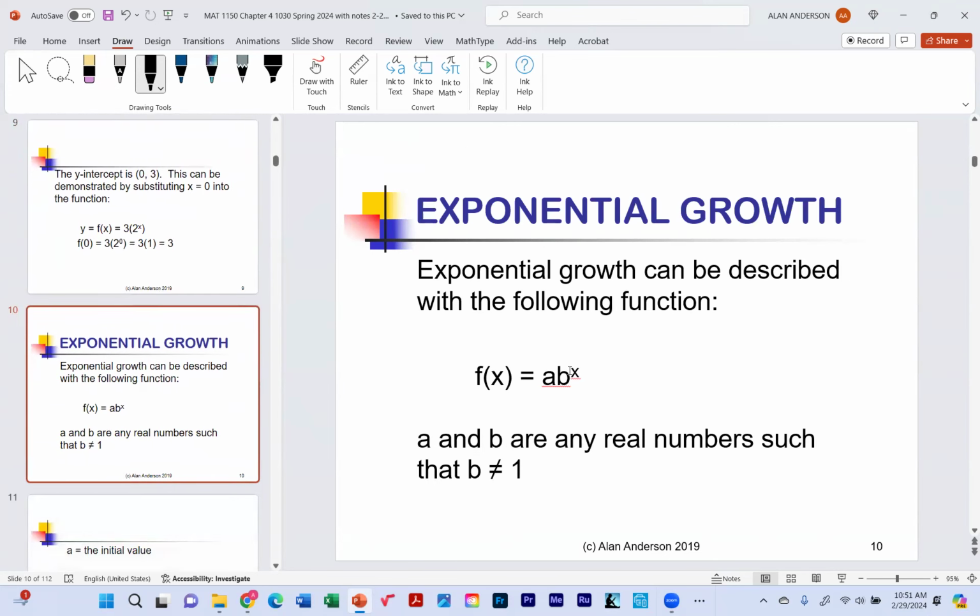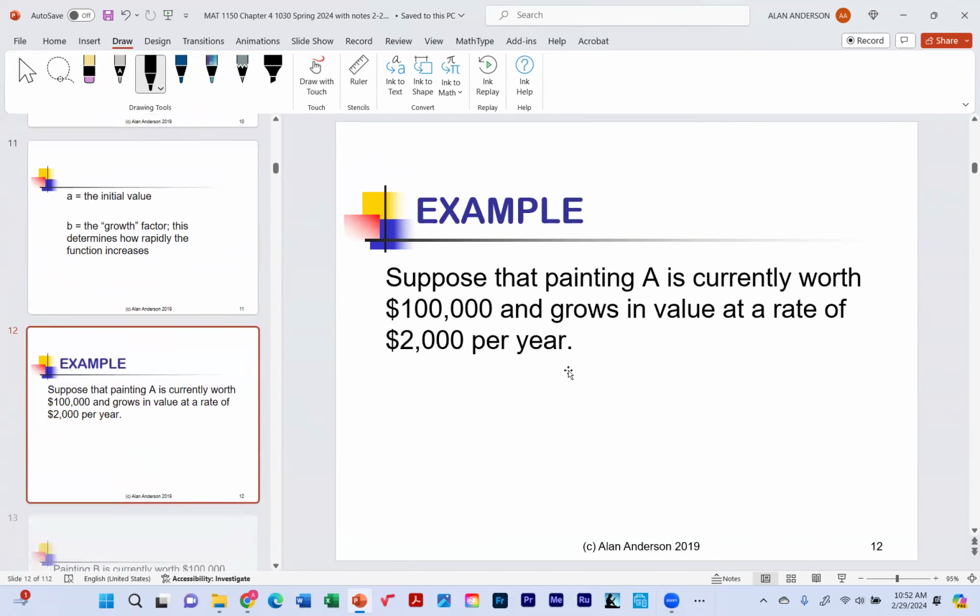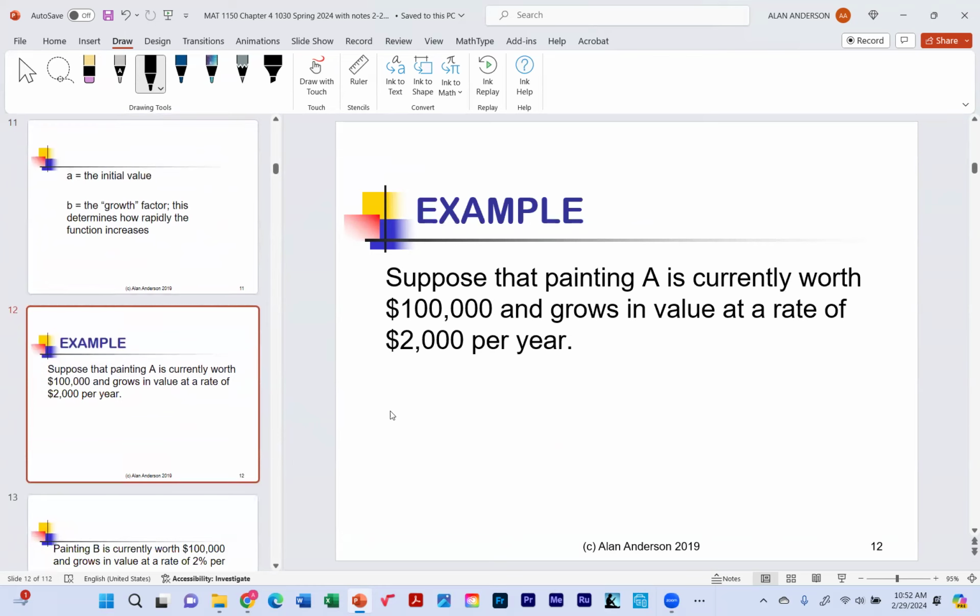Okay, now, here's a quick, simple introduction to this concept. What if we have two paintings in our collection? The first painting is worth $100,000 and it grows at a rate of $2,000 per year. So what this implies is that its growth rate is linear. And we can turn that into an equation very quickly and easily.